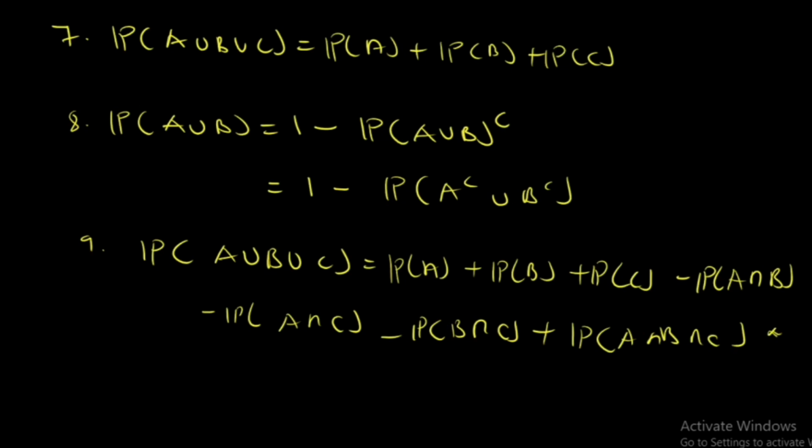If they ask you to find the probability of A or B or C occurring, this is what you're going to simplify it to. The 10th rule is that we're finding the probability of B occurring without A occurring, and the formula is going to give you the probability of B minus the probability of B and A occurring.